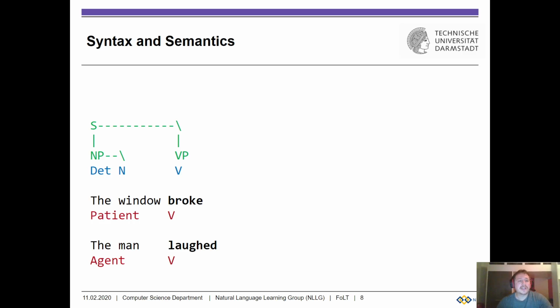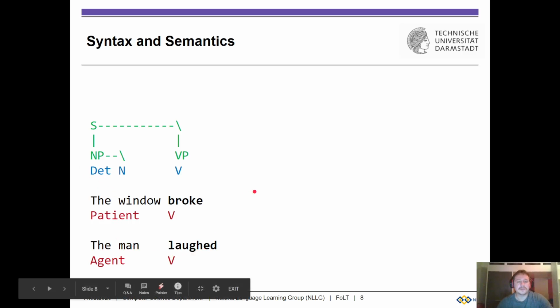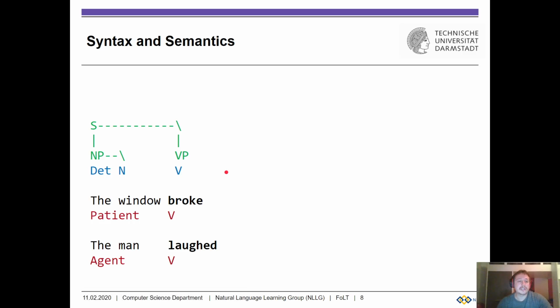When we have a sentence such as "the window broke" or "the man laughed", as we've seen in the last lecture, we can derive a syntactic analysis of the sentence in the form of, let's say, a context-free grammar. So we would get such a tree which says the sentence consists of a noun phrase and a verb phrase. And okay, we have such an analysis.